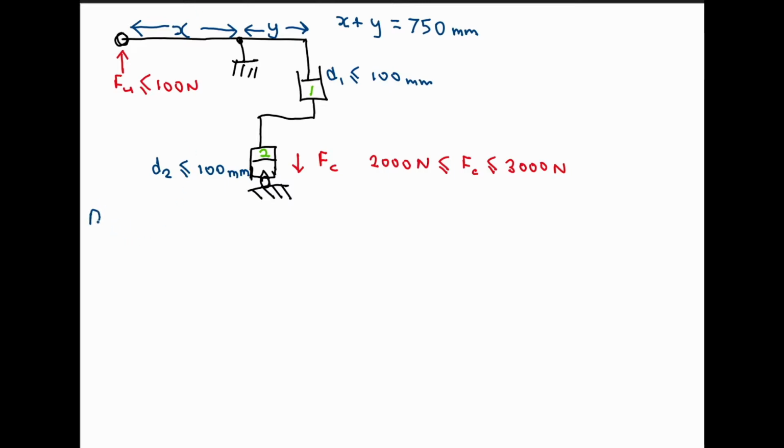So basically we need to choose values. So design implies finding the values for the unknown parameters, so the X, Y, which are the parameters for the lever, and then D1 and D2, which are the diameters of the pistons. So we ignore gravity in this case.